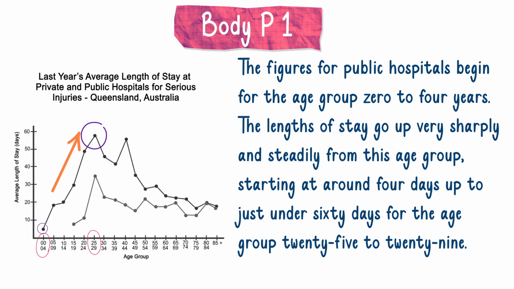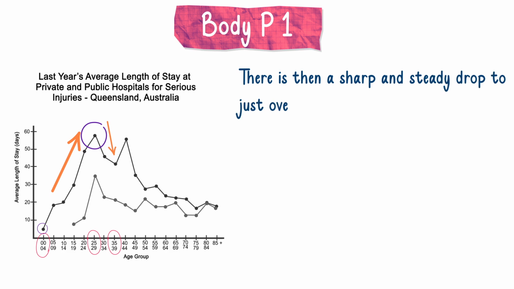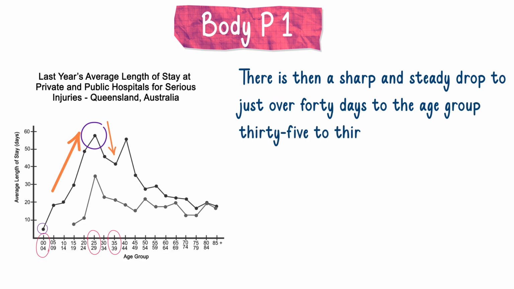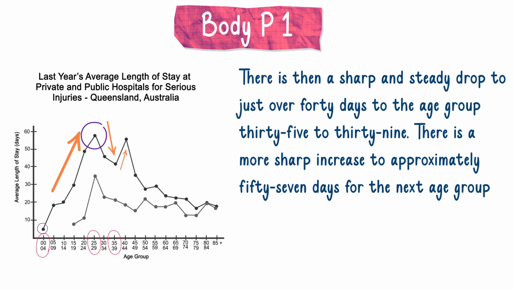Now, what happens after that is that there was a drop, right, to 35 to 39 years. We should write this. There is then a sharp and steady drop to just over 40 days to the age group 35 to 39, right? What happens after that? There was an increase, right? There is a more sharp increase to approximately 57 days for the next age group.